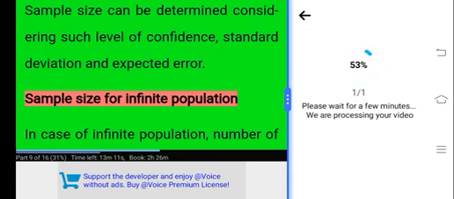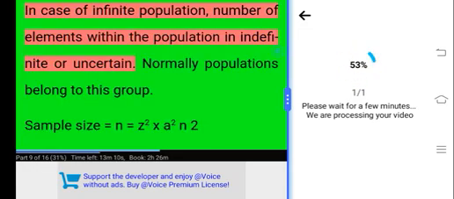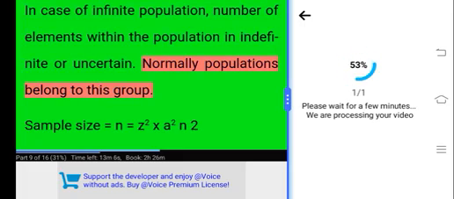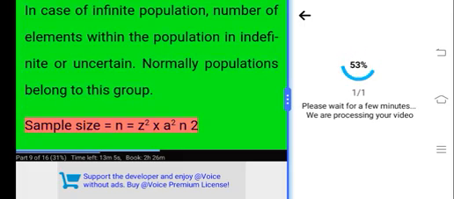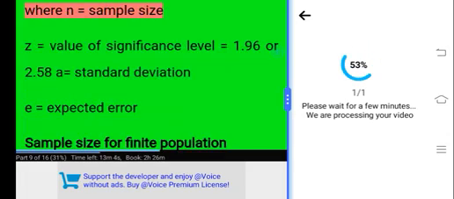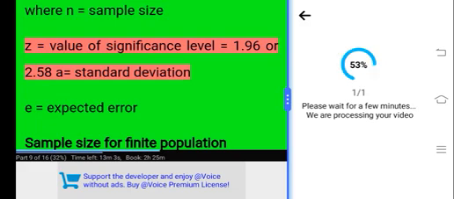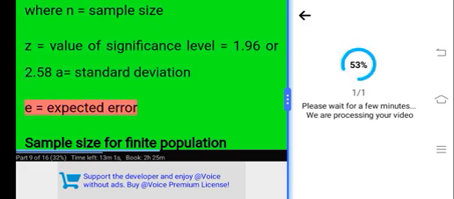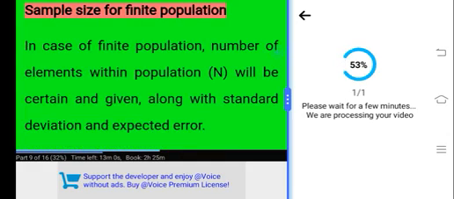Sample size for infinite population. In case of infinite population, the number of elements within the population is indefinite or uncertain. Normally populations belong to this group. Sample size n equals Z squared times sigma squared over E squared, where n equals sample size, Z equals value of significance level equals 1.96 or 2.58, sigma equals standard deviation, and E equals expected error.